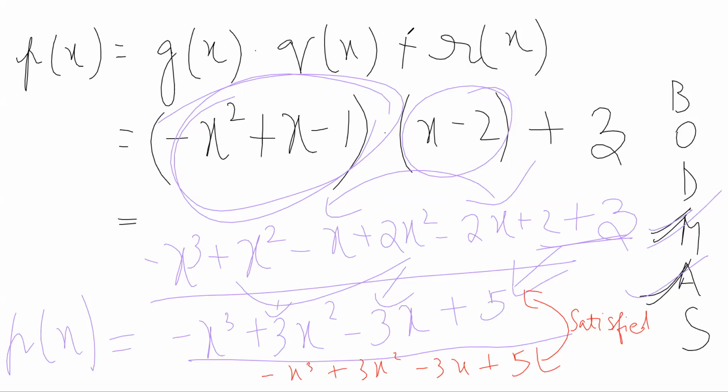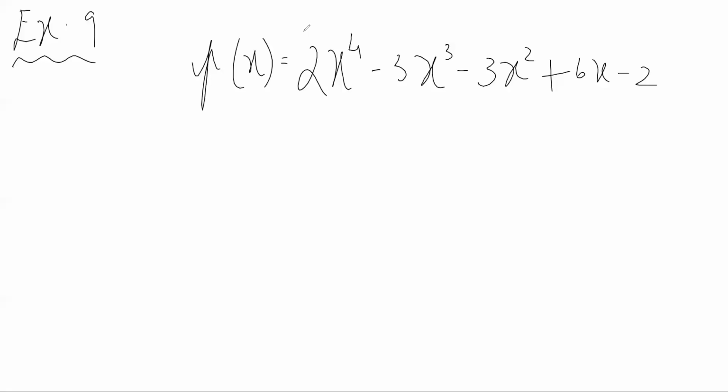First we'll move on to example 9. I'll write it on the board. In this problem, the dividend p of x that is given is 2x to the power 4 minus 3x cube minus 3x square plus 6x minus 2. You can see that the degree of p of x is 4. So what does that mean? The number of zeros for this polynomial is 4.